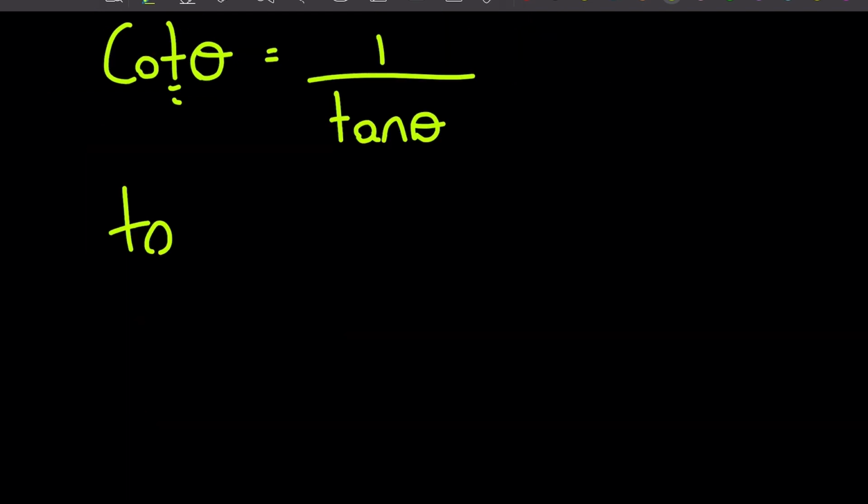So let's move on. Now there's one other thing that you should know, and that is tan theta. Now we know tan is also equal to opposite over adjacent, right? But what it is also equal to is sine theta over cos theta.